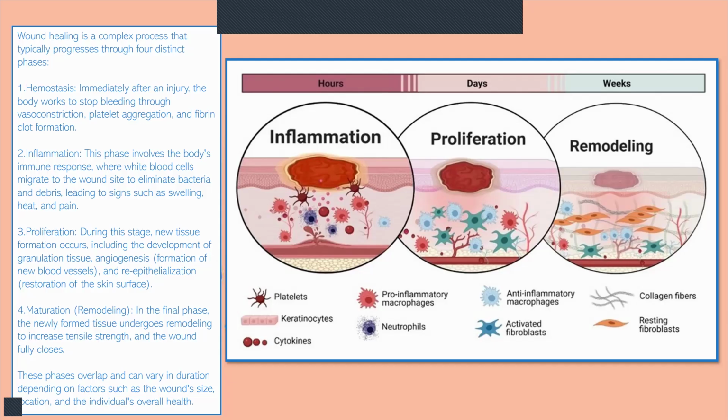As the wound environment stabilizes, the proliferative phase takes over, marked by the formation of new blood vessels and granulation tissue, as well as the migration of epithelial cells to restore the skin's surface. Finally, the maturation phase, also known as remodeling, strengthens and restructures the newly formed tissues, ensuring its durability. The duration and success of these phases depend on various factors, including the wound severity, location, and the individual's overall health.